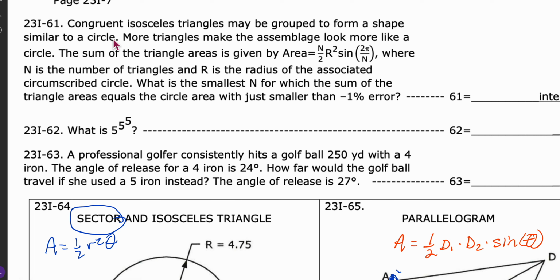Congruent isosceles triangles may be grouped to form a shape similar to a circle. The more triangles we put in there, the more it looks like a circle. And they tell us that the sum of these areas is going to be n times all this junk, where n is the number of triangles and r is the radius of the associated circle it's trying to make. The question is, what is the smallest n for which the sum of the triangle areas equals the circle area with just smaller than 1% error?